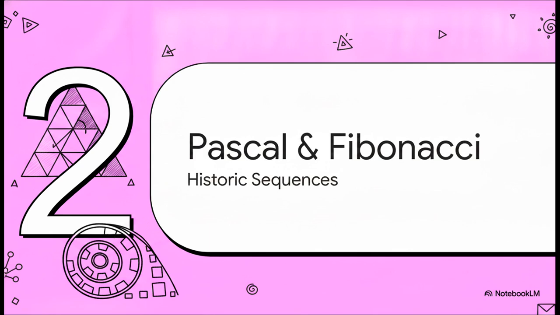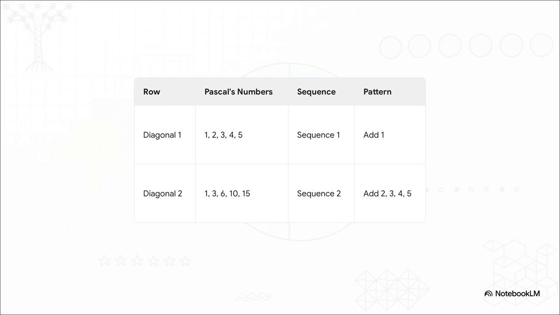Moving on to Section 2, Pascal and Fibonacci numbers. First up is Pascal's triangle, which is basically a giant historical math puzzle. To build this thing, you start with a 1 at the very top. Then, every number below it is created by adding the 2 numbers directly above it together. But here is the crazy part. Look closely at the diagonals hiding inside the triangle. You'll find a sequence of 1, 2, 3, 4, 5. That's a super simple add 1 rule. Look at the next diagonal down, 1, 3, 6, 10, 15. The gap between those numbers is 2, then 3, then 4, then 5. It's literally a pattern inside a pattern, all generated from basic addition.